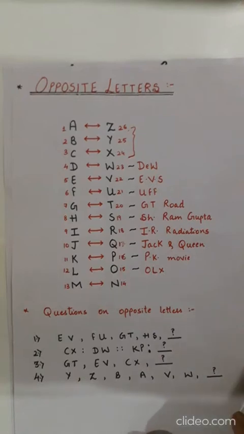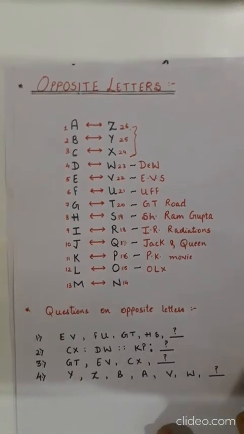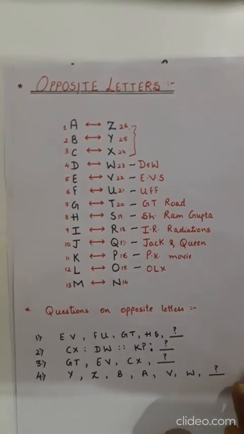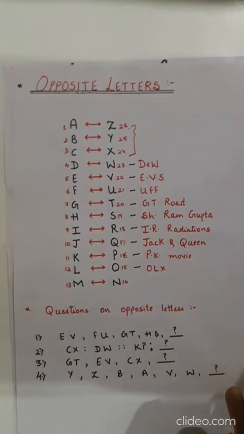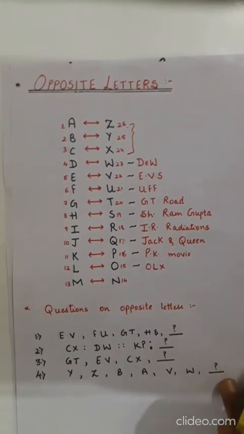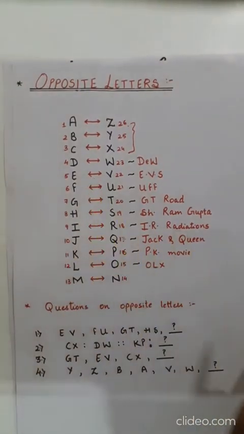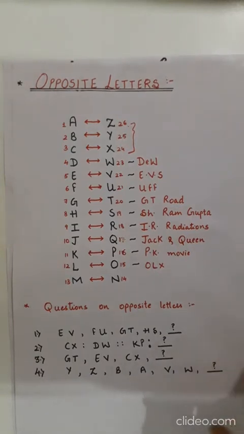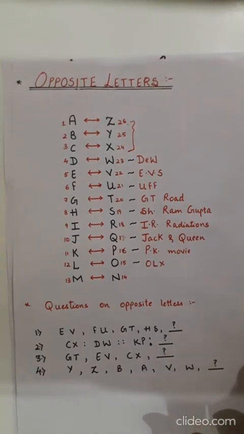Now for learning the opposite of D, we can learn it as DW, as dew. Do we drink Mountain Dew cold drink? So DW, dew. EV, we used to study a subject known as EVS, so EV, EVS. FU, we can learn it as oof, so it is FU, oof. We can easily learn it by this.